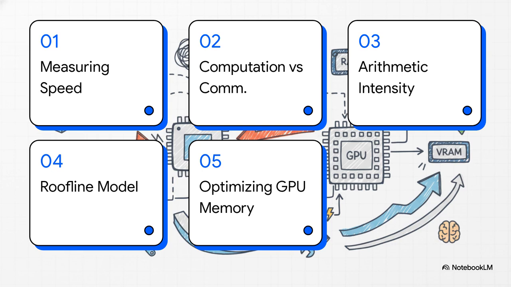Here is our roadmap for today. We'll be measuring computing speed, balancing computation versus communication, calculating arithmetic intensity, visualizing things with the Roofline model, and finally looking at optimizing GPU memory.